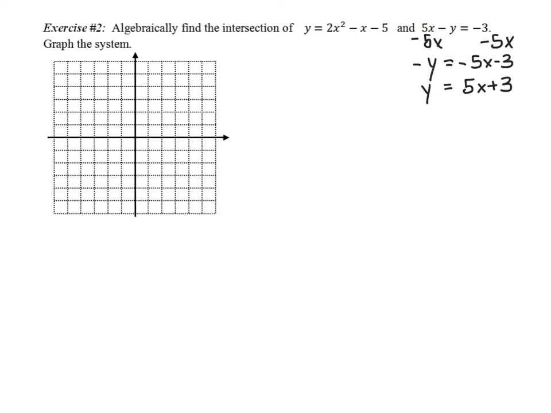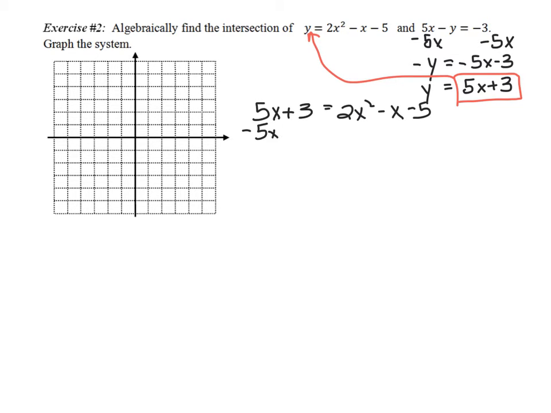We're going to do the same thing that we did on the last example, and let's replace the y in the parabola equation with what it's equal to from the line. So 5x plus 3 is equal to 2x squared minus x minus 5. So we can solve this quadratic equation by putting it in standard form. So let's subtract 5x from both sides. Let's subtract 3. And I now have 2x squared minus 6x minus 8 equals 0.